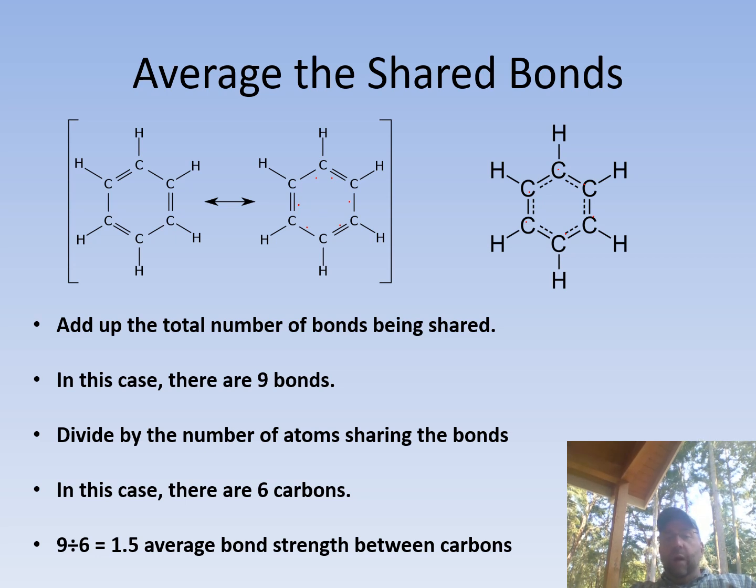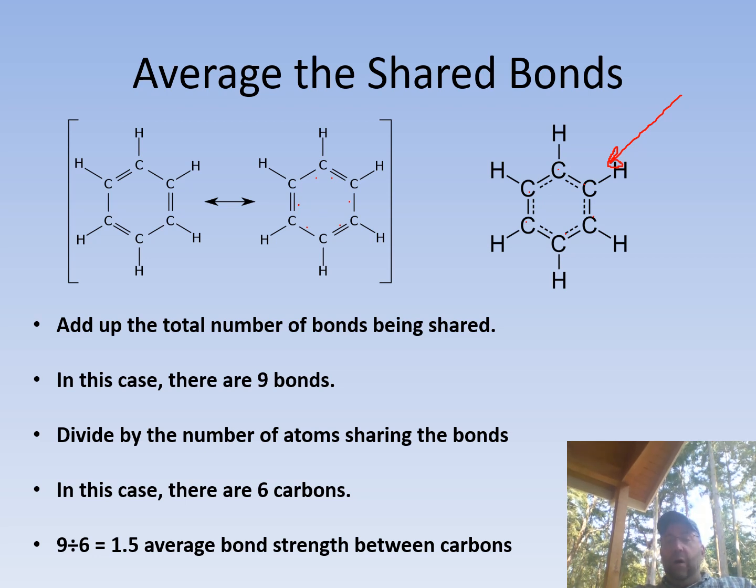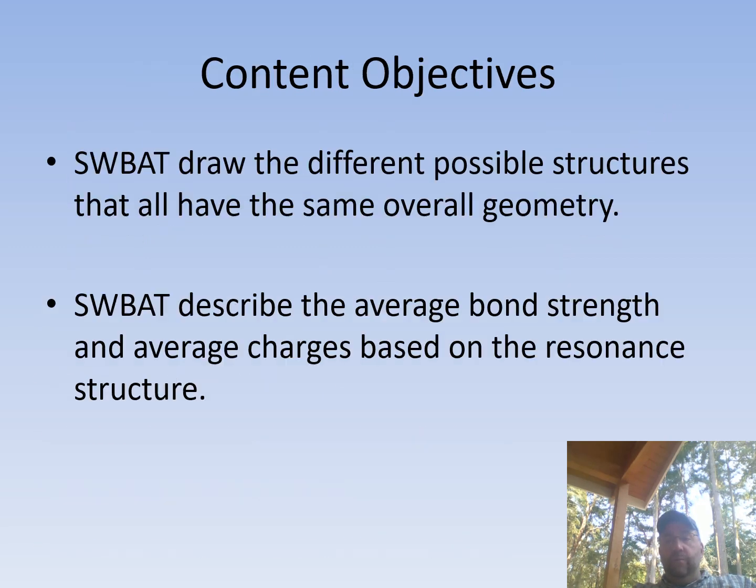So the proper way to represent this molecule would be to draw it like this. We know that each carbon is singly bonded to another carbon, and there's a half bond that they're splitting, that they're sharing. That is what we call a resonance structure. Okay, we'll do a little more practice with resonance structures in the second video.